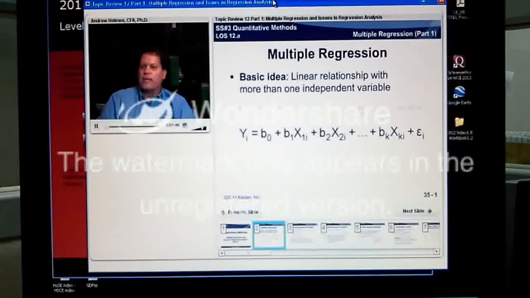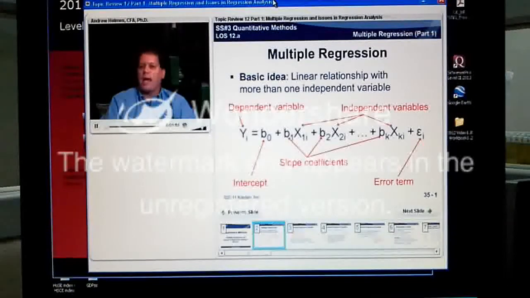So all we're doing is estimating an equation that has a number of independent variables. There's no theoretical upper limit on the number of independent variables. There's some rules of thumb, like you need at least 10 observations for every independent variable, or 20 observations, depending on who you're talking to.